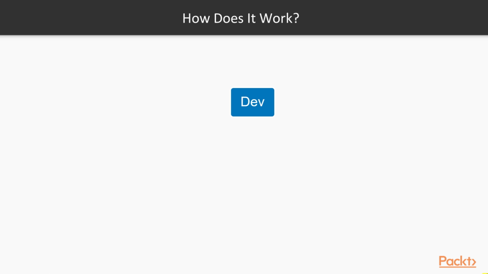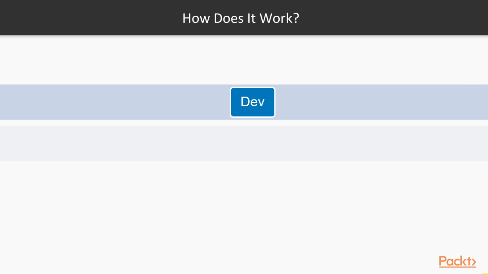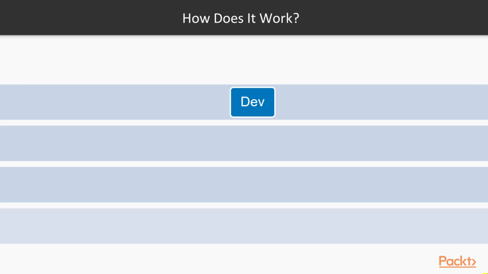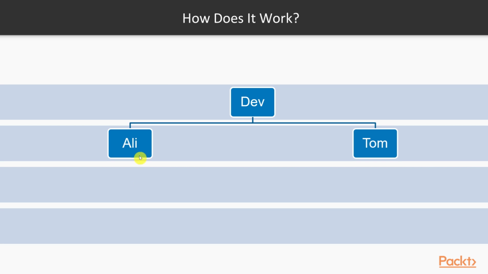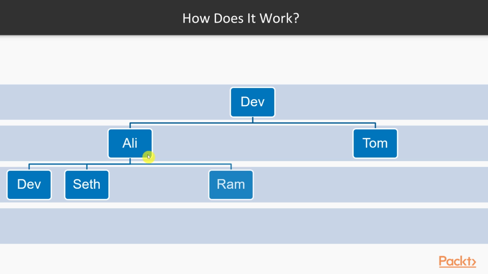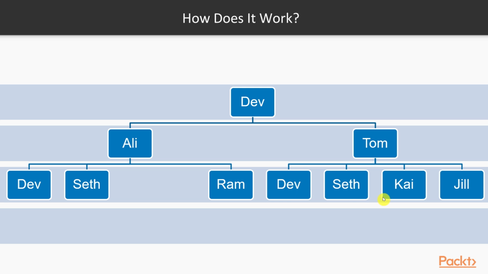So first of all, we start off with my profile node and add it to the connection tree. Now I find my colleagues and add them under my node. So I add Ali and Tom under my node. Now for both Ali and Tom, I find their colleagues and add them under their nodes. So under Ali, we add Dev, Seth and Ram. And under Tom, we add Dev, Seth, Kai and Jill.